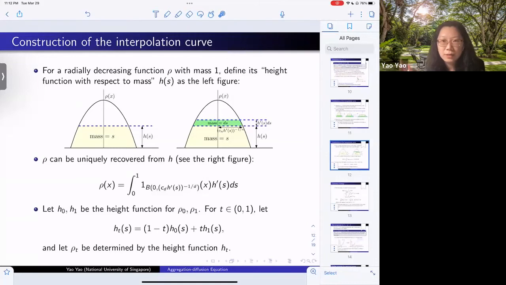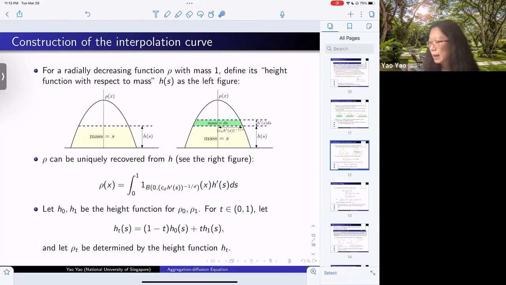And now finally, how is this height function related to our interpolation? Well, let's say that we have these two radially decreasing densities, rho 0 and rho 1, and each of them has a corresponding height function, and let's define them as h0 and h1. So now for any t between 0 and 1, we define a new height function to be simply the linear interpolation between the two height functions. And then using this new height function, we reconstruct a density and call that rho t. So this is the new interpolation that we defined between any two radially decreasing functions with the same mass.